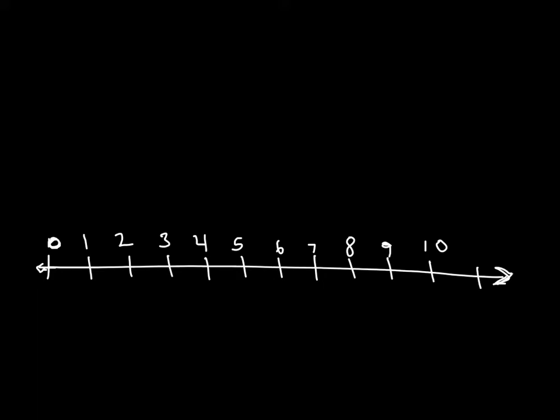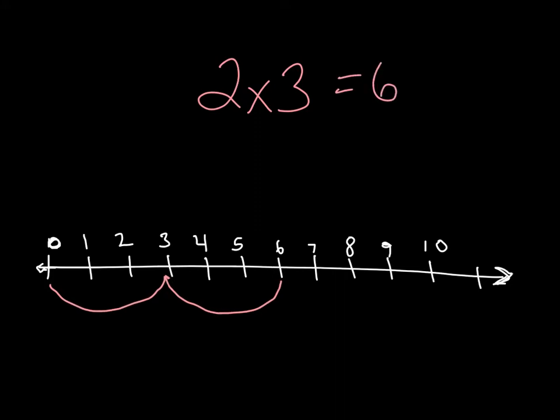If I wanted to model a question like 2 times 3 using a number line, remember that when I'm reading this, I read it as 2 groups of 3. So what that means is I need to think about my number line like I'm making those groups, just like we did with some of the other strategies. So if I'm making 2 groups of 3, I can model the first group of 3 by drawing a curved line like this. And when I make a second group of 3, I end up at 6. And 2 times 3 is 6.